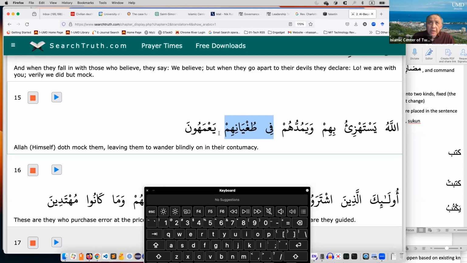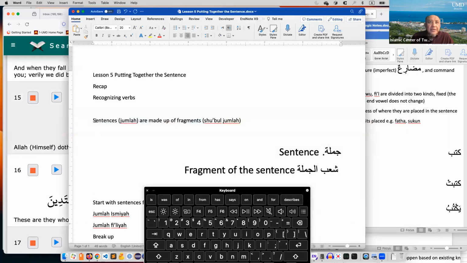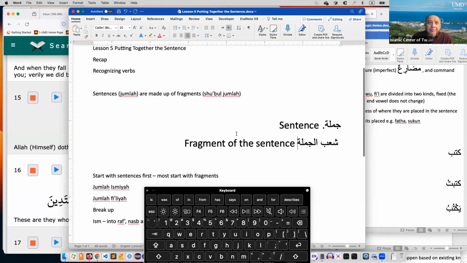Okay. Ya'mahun. Ya'mahun means blind, wandering blindly. So just write those words into your notes, then keep adding to your vocabulary as you go. All right. So what did we say so far? So far we know that sentences are made up of fragments. The fragments make up a sentence, right?